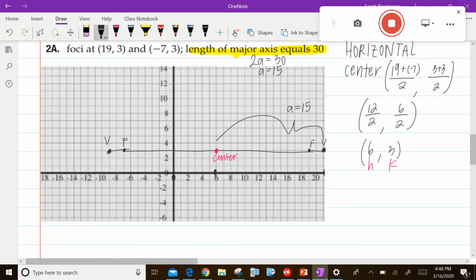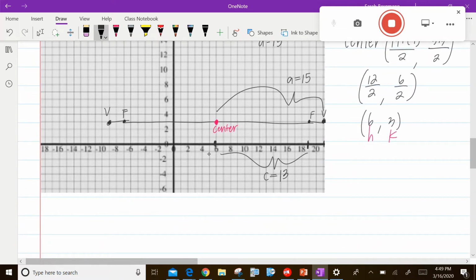Now, this problem didn't give us any information about the minor axis, so you might be thinking that we're going to have trouble figuring out the b value. However, since we know where the center and the focus points are, it can help us figure out what's called the c value. c represents the distance from the center to the focus. For this one, I could take 19 minus 6, so I know my c value is 13. You could also just count and make sure that's 13 units there.